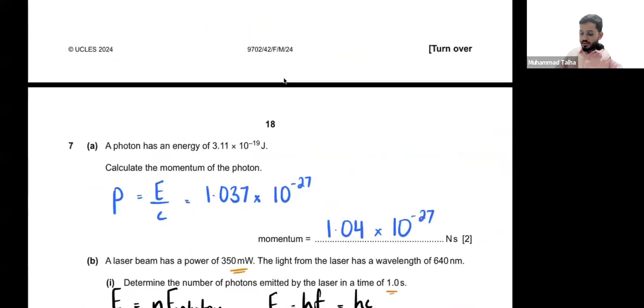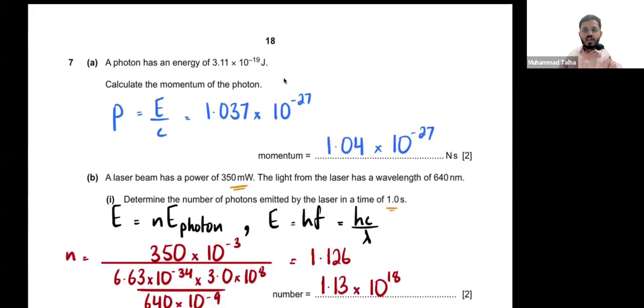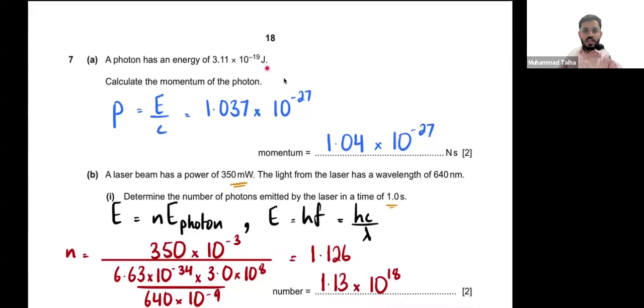All right. Question 7. A photon has energy this much. Calculate the momentum of the photon. So p equals E over c, right? This is the equation that you use here. The energy is given. So you use E over c. E is this, c is the speed of light, and you get this as the momentum.